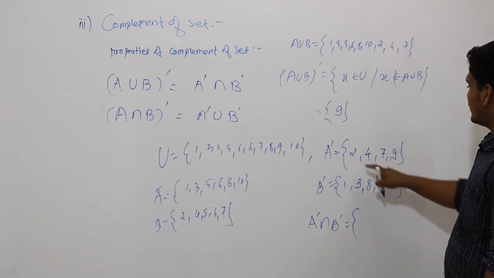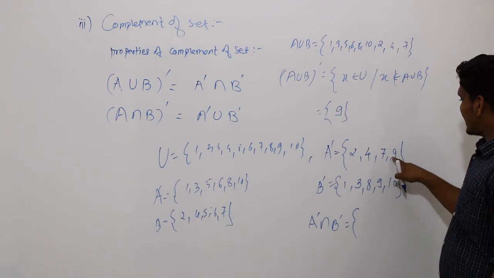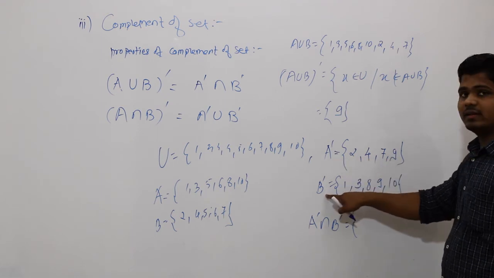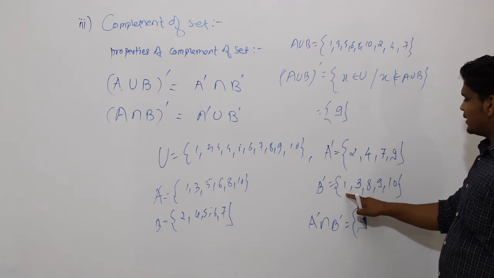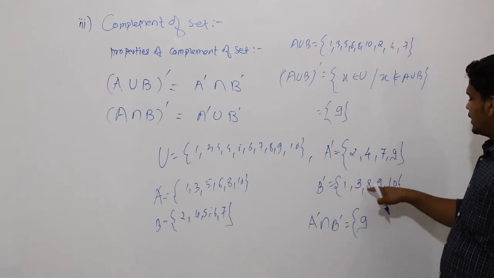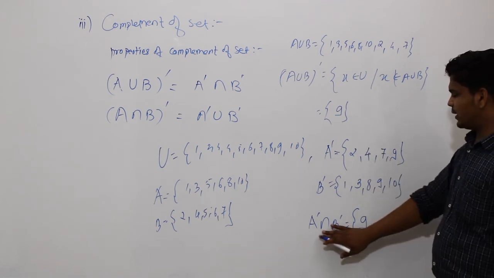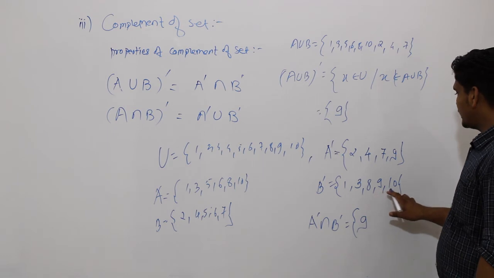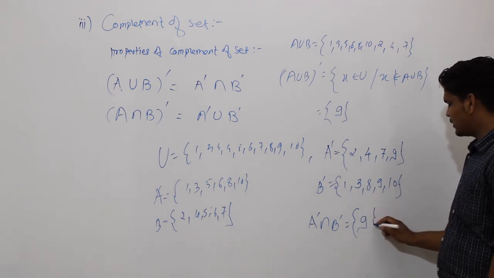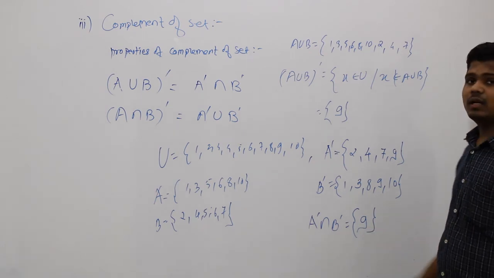What are the common elements? 2 is there but 2 is not here, 4 is not here, 7 is not there. 9 is in A dash, also 9 is in B dash, therefore I will take 9. Now 1 is there but not in A dash, therefore 3, 8 will not be taken. 9 we have taken, 10 is not in A dash, therefore I will not consider it. Now my A dash intersection B dash has become singleton 9.